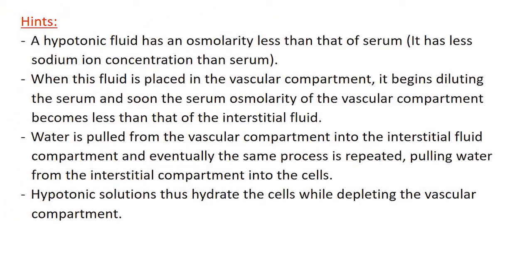Here are the hints. A hypotonic fluid has an osmolarity less than that of serum. It has less sodium ion concentration than serum. When this fluid is placed in the vascular compartment, it begins diluting the serum. And soon, the serum osmolarity of the vascular compartment becomes less than that of the interstitial fluid. Water is pulled from the vascular compartment into the interstitial fluid compartment, and eventually the same process is repeated, pulling water from the interstitial compartment into the cells. Hypotonic solutions thus hydrate the cells while depleting the vascular compartment.